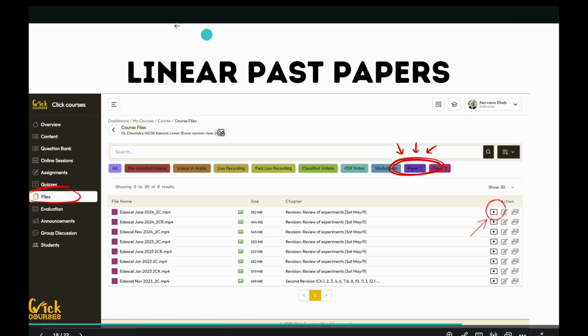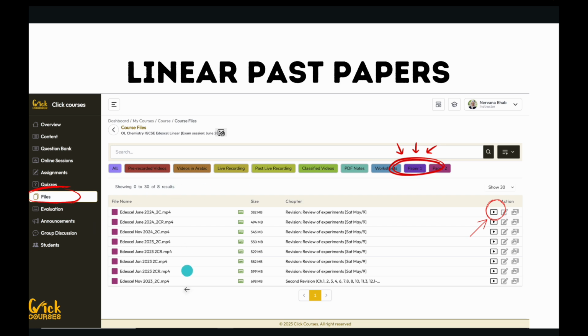For example, if you're doing the linear course, when you go to your account, go to files, you're going to find paper 1 and paper 2. Just click on paper 1. It's going to filter out all the videos that are about paper 1, and then just click here on play video, and you're going to be watching my recording of paper 1. So make sure you do that. It's an extremely helpful resource.